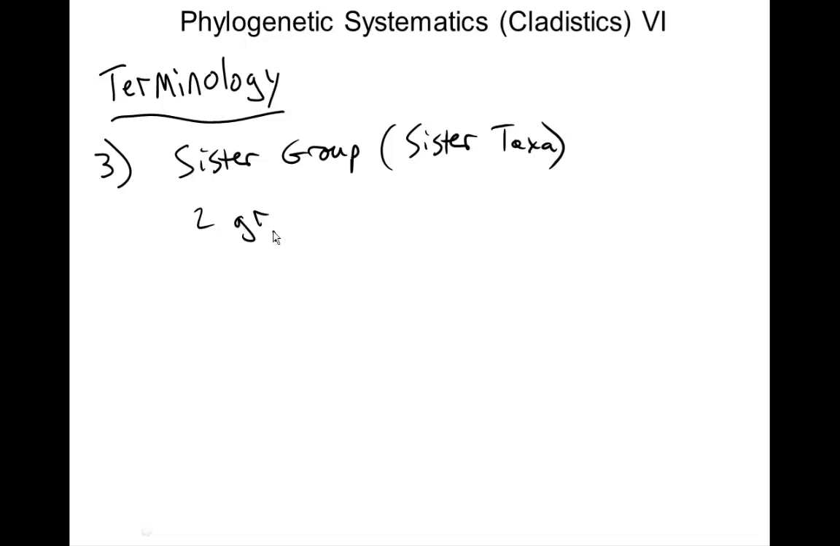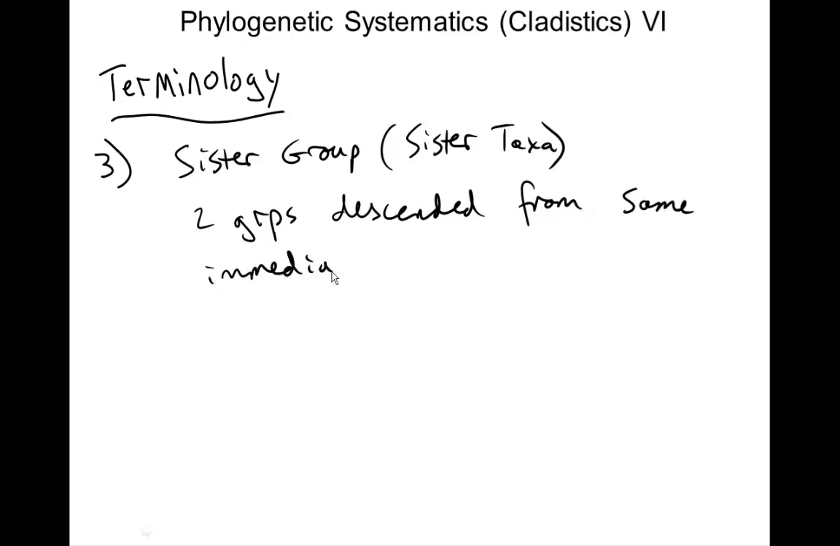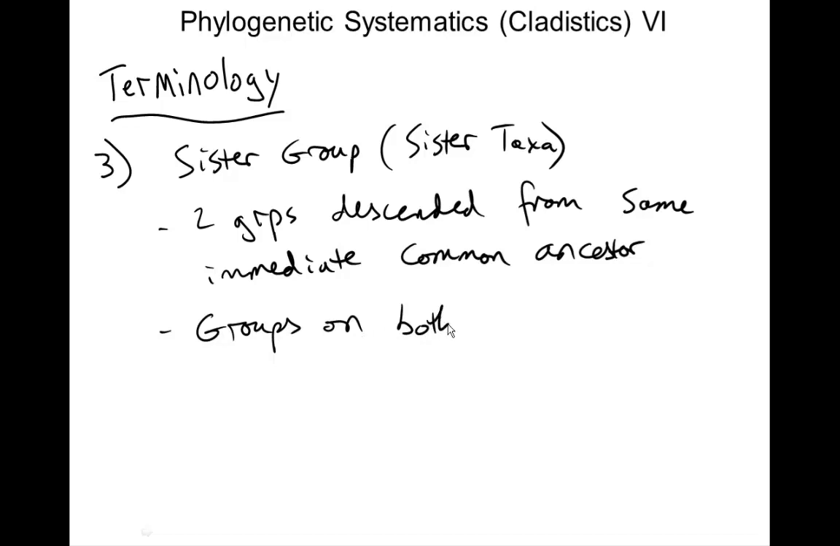So we've got two groups that are descended from the same immediate common ancestor. Another way to think about this is two groups on both sides of a node. So these are the groups on both sides of a node, and these would be your sister taxa.